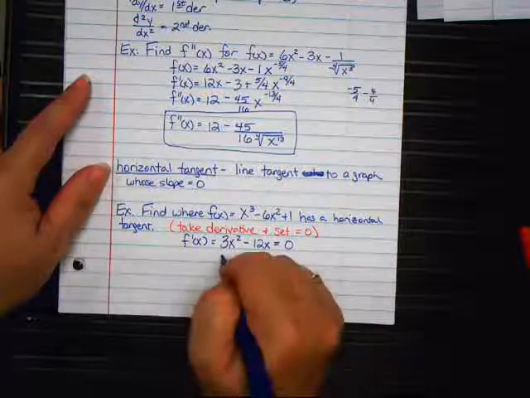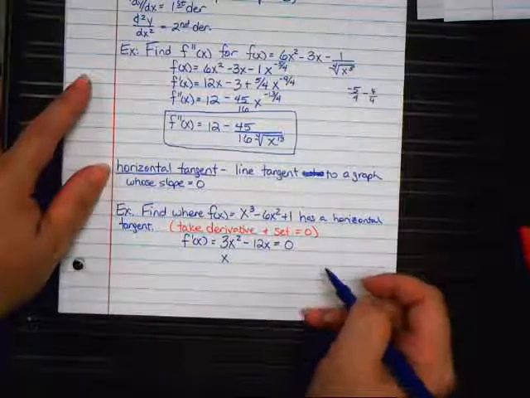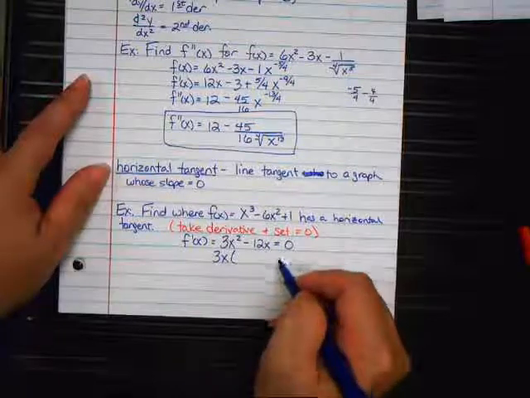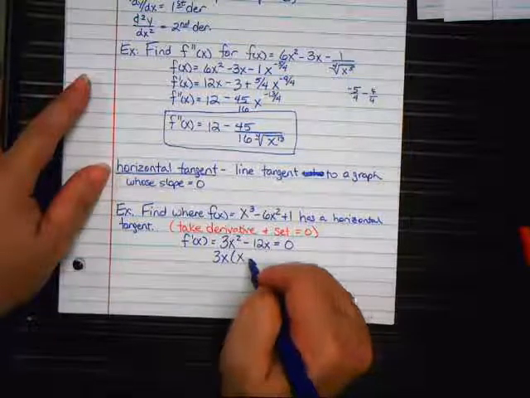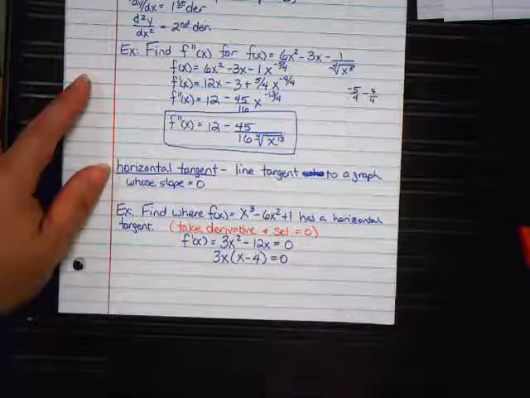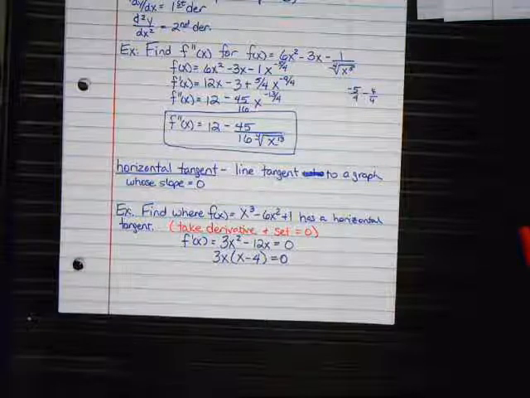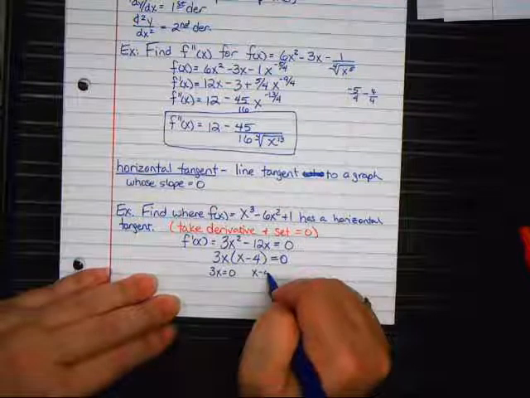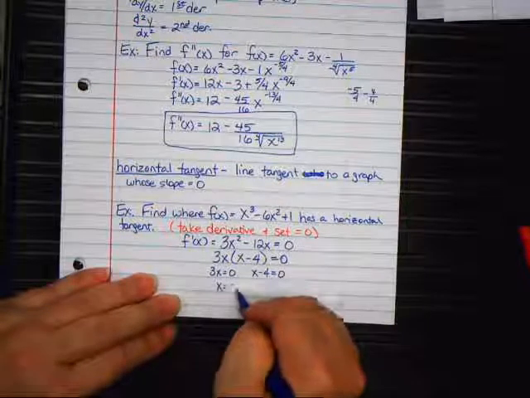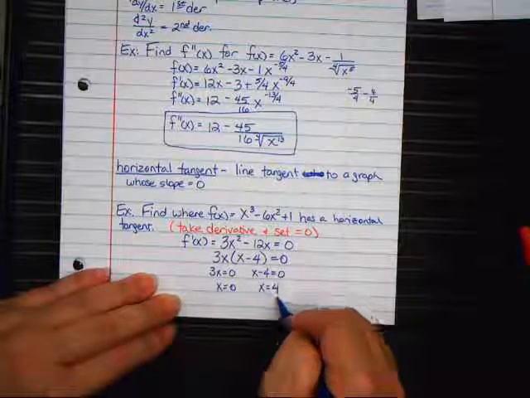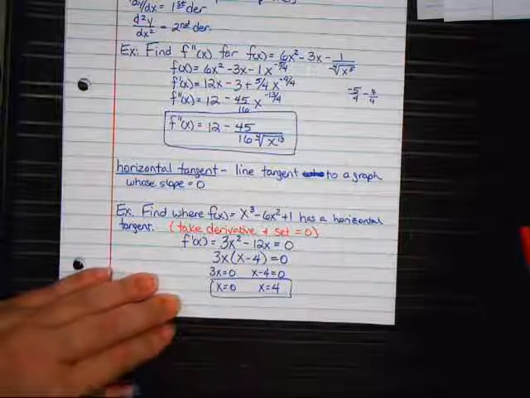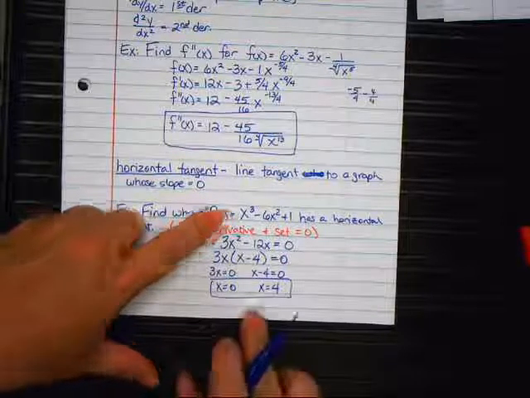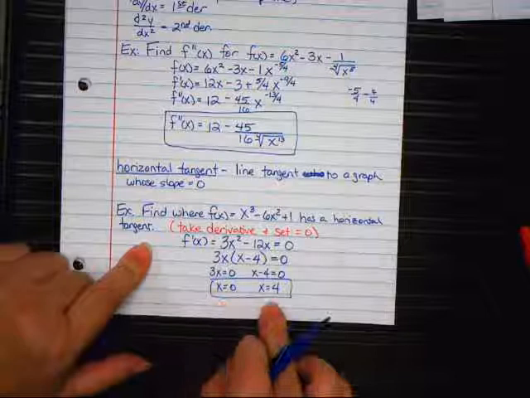Take out the x. Okay, I can pull an x out. Can I pull out anything else? How about a 3? Okay. What's going to be left? An x minus 4 equals 0. Now what? X equals 4. You set them both equal to 0. And you get x equals 0 and x equals 4. So what this is saying is if I graph this thing on a calculator, the two horizontal tangents would be at x equals 0 and x equals 4.